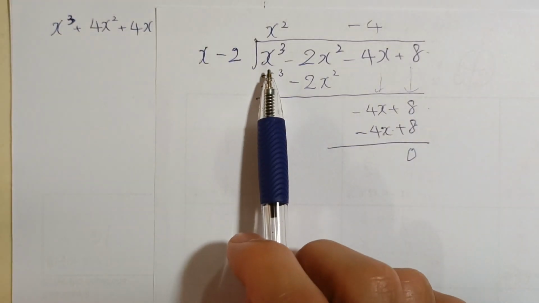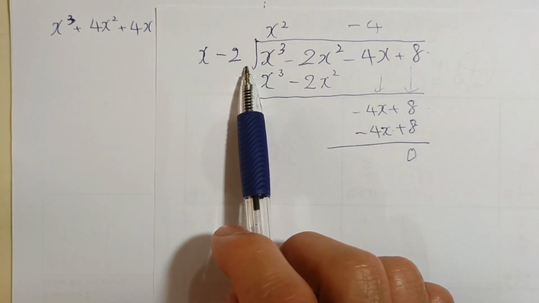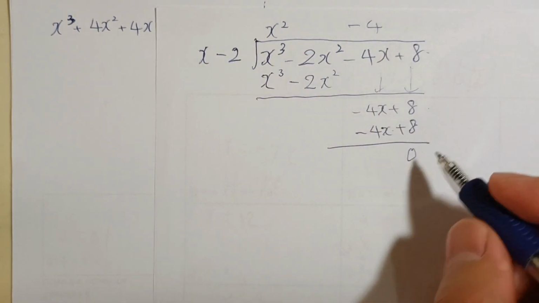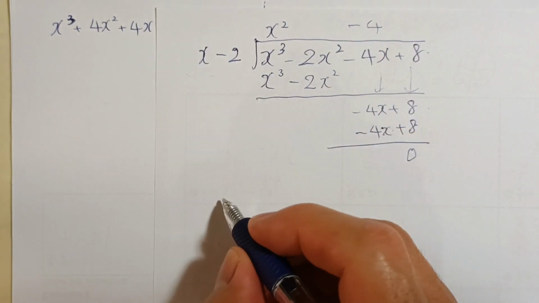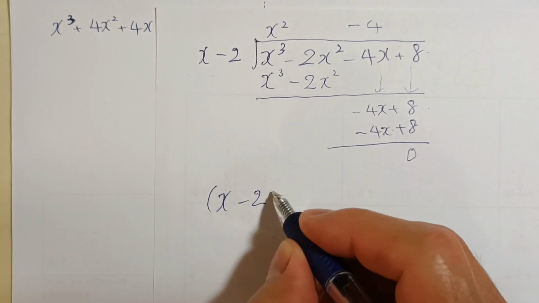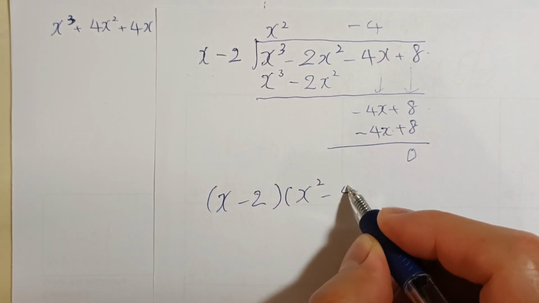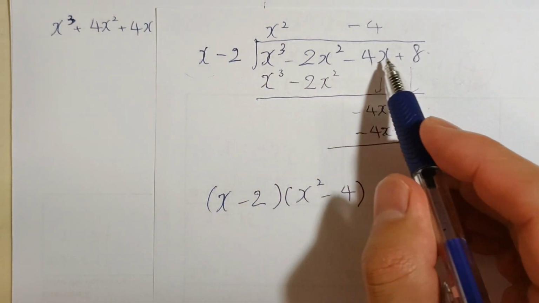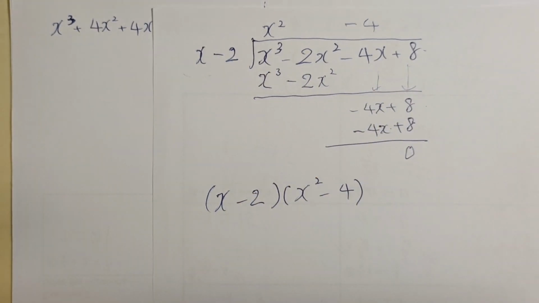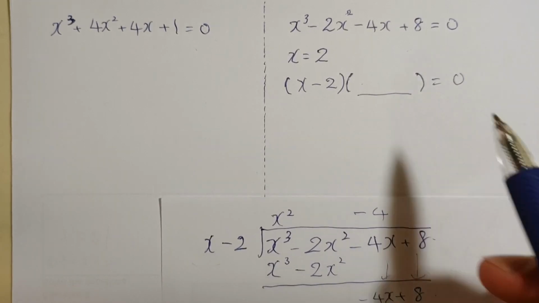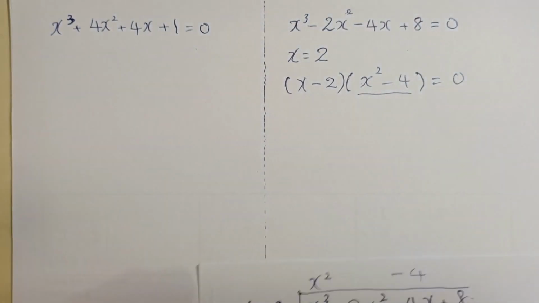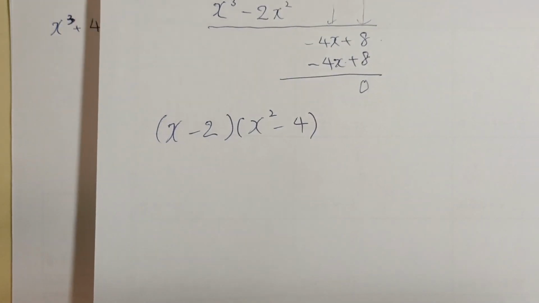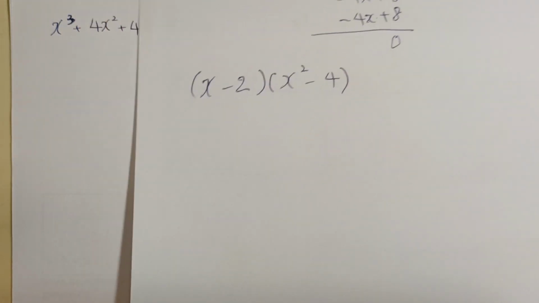Right, that means if you do this divided by this, you get this number. Which means x minus 2 times x squared minus 4 gives you this expression, right? So in this case, the quotient here is x squared minus 4. Right. So I will show you the synthetic division as well.